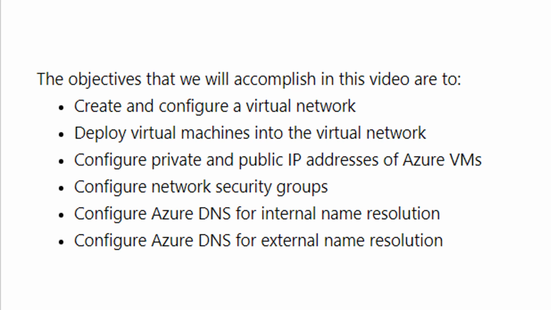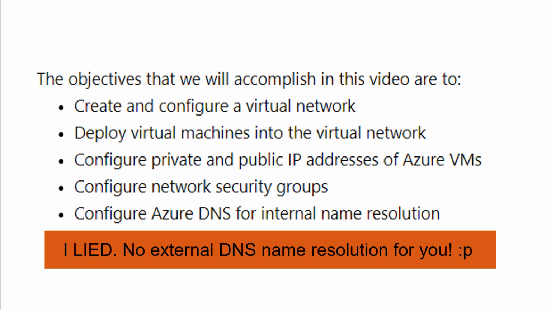The objectives that we will accomplish in this video are to create and configure a virtual network, deploy virtual machines into that virtual network, configure both private and public IP addresses of those Azure virtual machines, configure network security groups, and then configure both Azure DNS for external and internal name resolution. So let's get right into it.